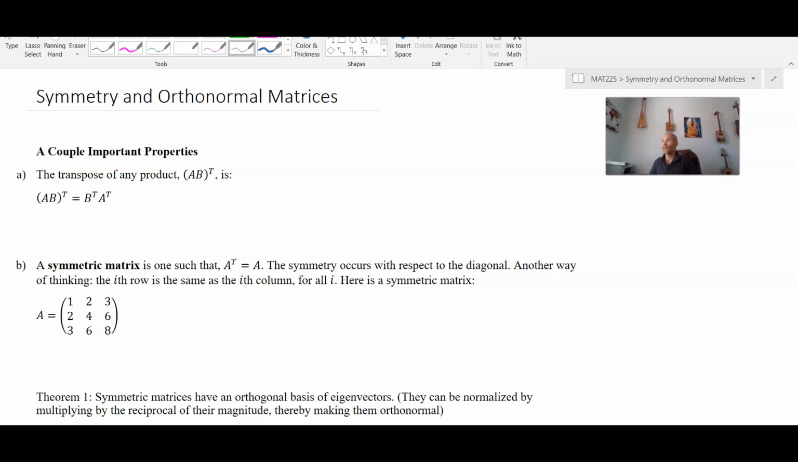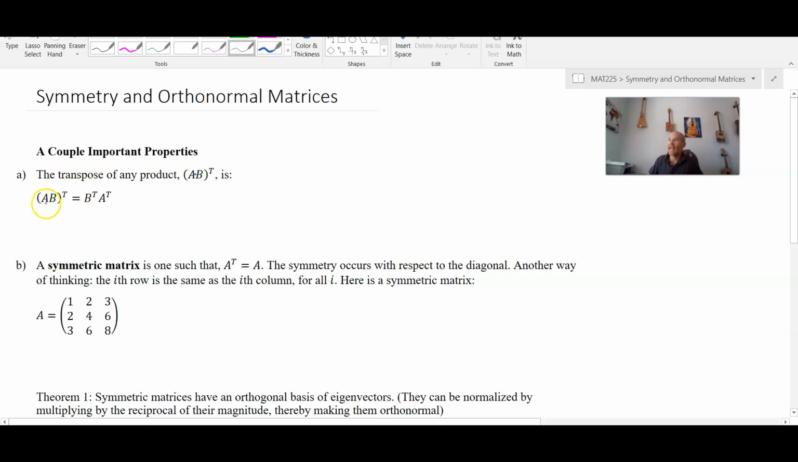In this video, we'll take a look at a few important properties that deal with symmetric and orthonormal matrices. One that we recall from earlier on is that the transpose of any product, so if you take A times B and then you transpose that product, you get B transpose times A transpose. In other words, to calculate the transpose of a product, you could transpose the individual matrices and then multiply them in reverse order. But why reverse order?